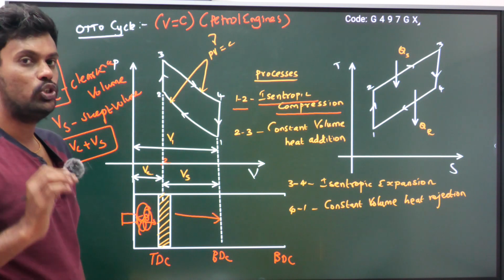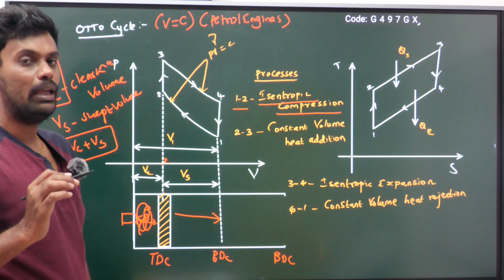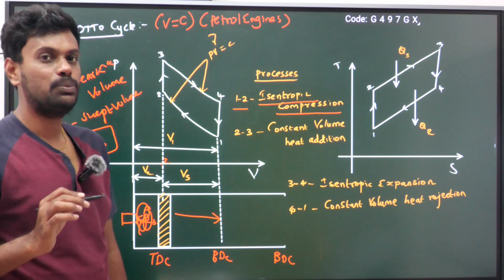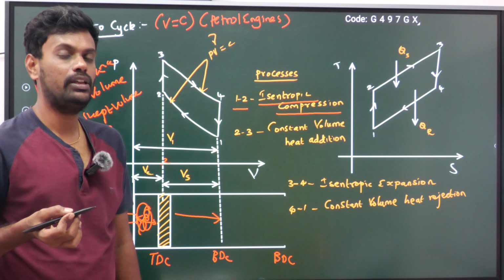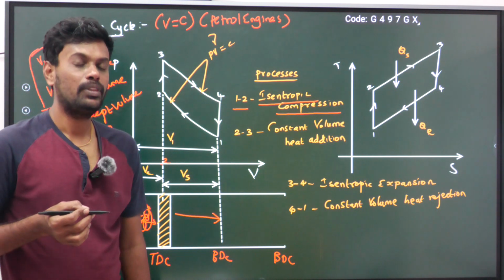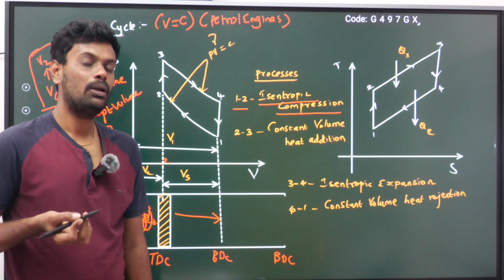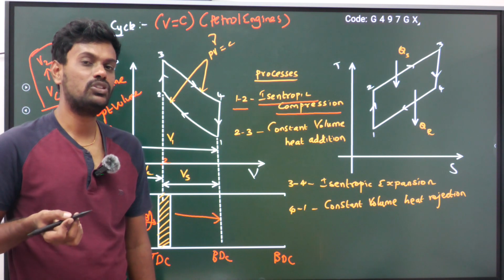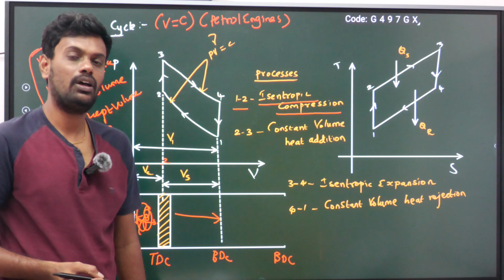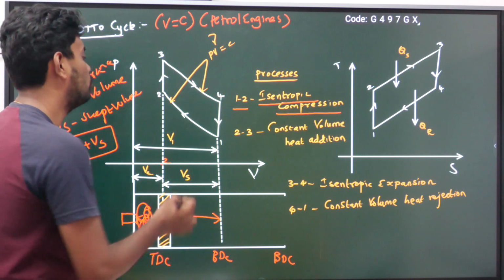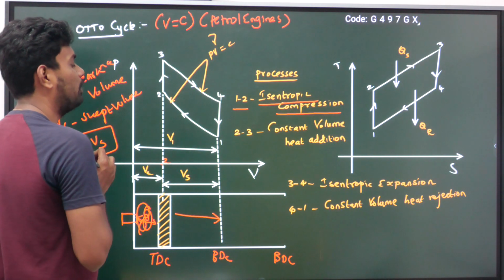You have to assume something in the gas power cycle. I am assuming the compression and expansion processes as isentropic, to simplify some mathematical equations. In the real case it is not like that, but for simplification I have assumed the compression process in an engine cylinder as isentropic, or reversible adiabatic. So process 1 to 2 is isentropic compression.